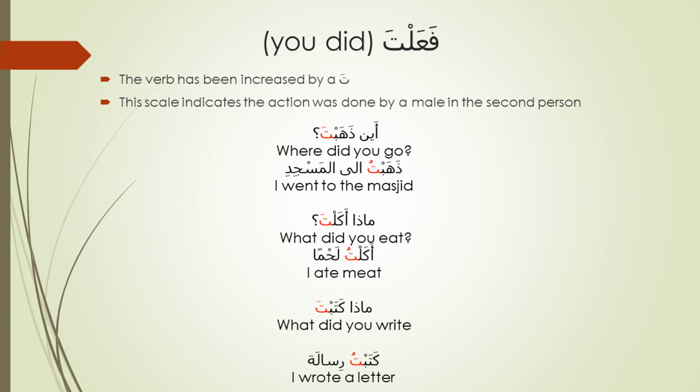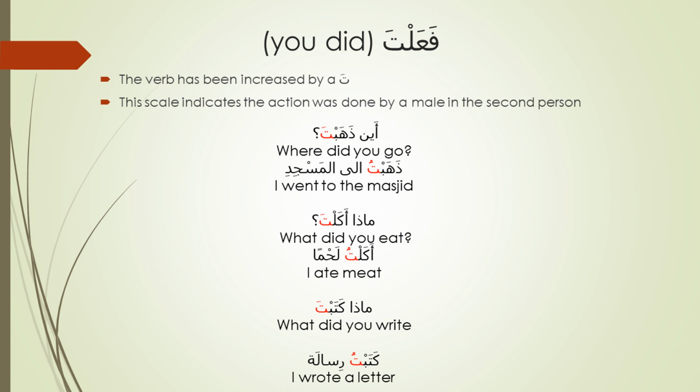Aina means where. Mada means what, which comes with the verbs. And then the last one, which was kataba, 3 letters, kataba, to write. On a scale fa'alta, our result is katabta. The next question is for everyone but the brother. Someone else has to answer, otherwise it's just him understanding. Okay? Fa'alta, that's our scale.